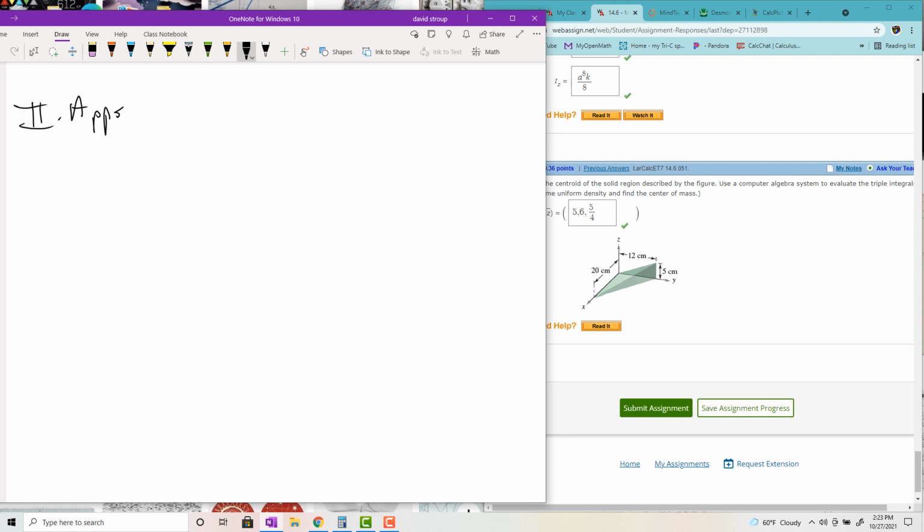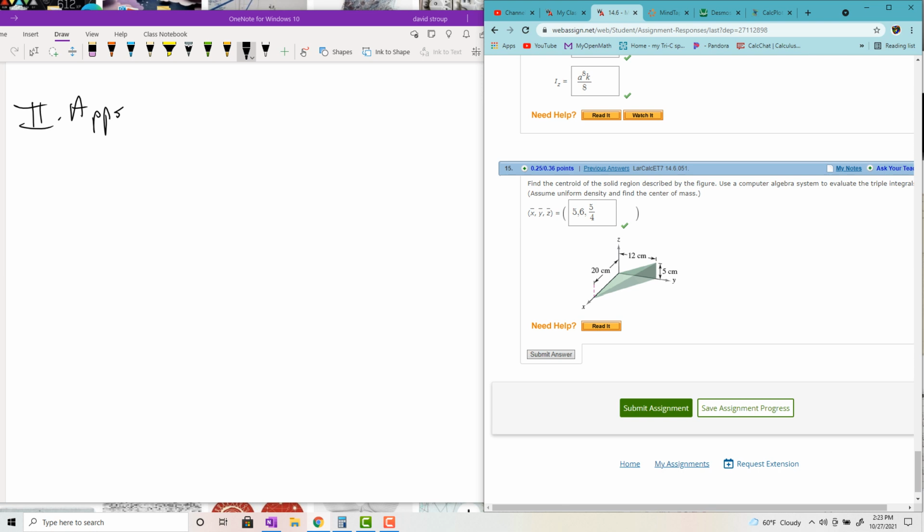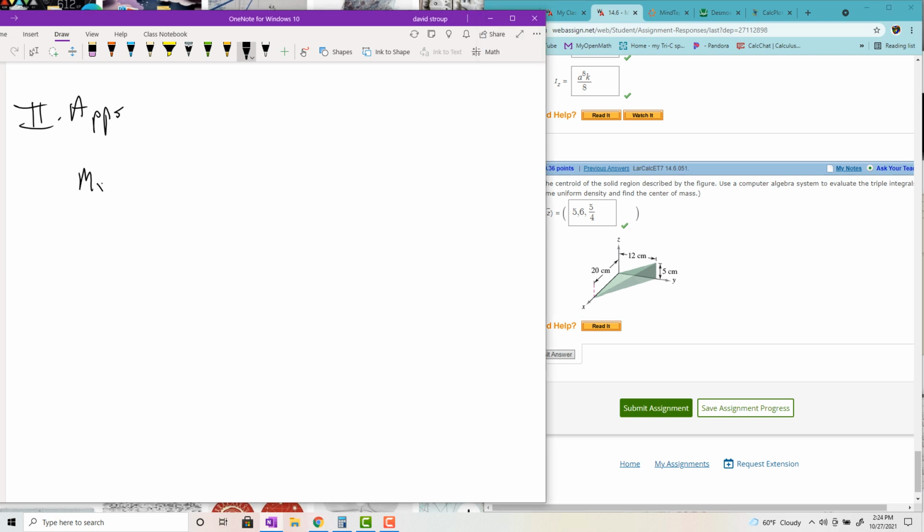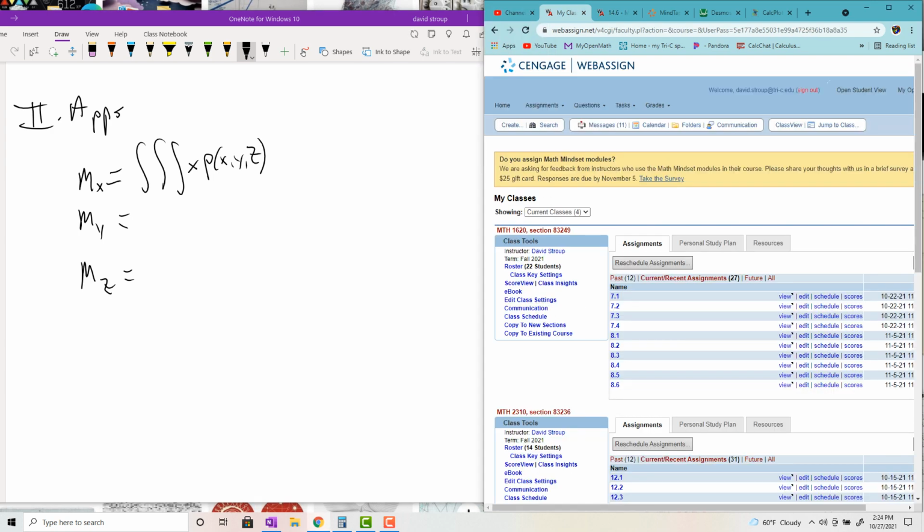Anyways, the first kind of question you see there, and they're kind of in the wrong order. The centroid problem. You need the moment about the x-axis, the moment about the y-axis, and the moment about the z-axis. The moment about the x-axis is going to be the triple integral of x times rho of x, y, z. So you'll have some density function. And it kind of works the same way as what we saw in the previous section.